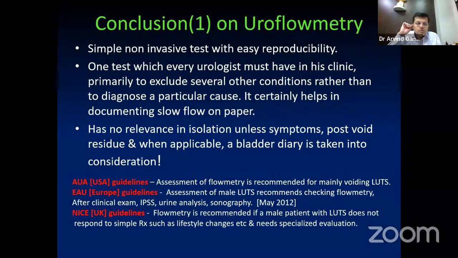And finally, what do the guidelines say? The AUA guidelines say that assessment of flowmetry is recommended mainly for voiding LUTS. The European guidelines say that uroflowmetry is recommended for the assessment of male LUTS, and it should be done in conjunction with clinical exam, IPSS, urinalysis, and sonography. And the NICE guidelines say that flowmetry is recommended if a male patient with LUTS does not respond to simple treatment like lifestyle changes and needs specialized evaluation.